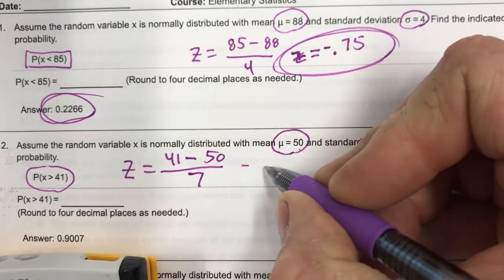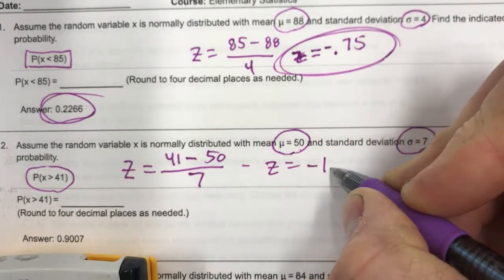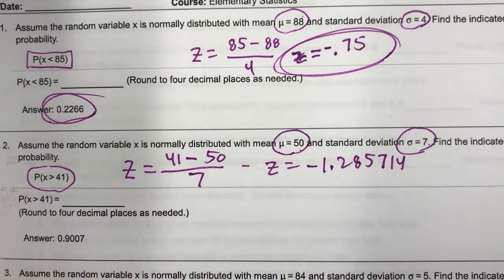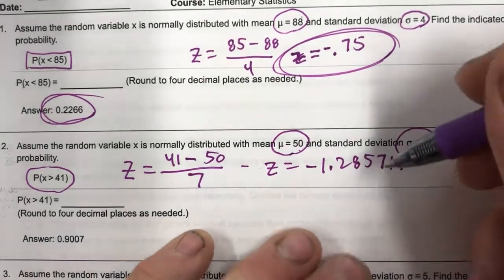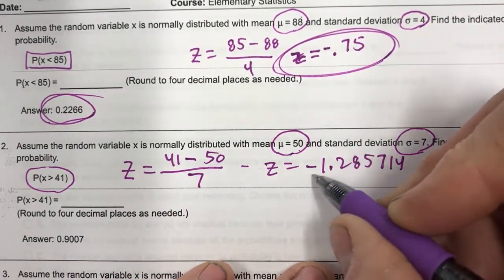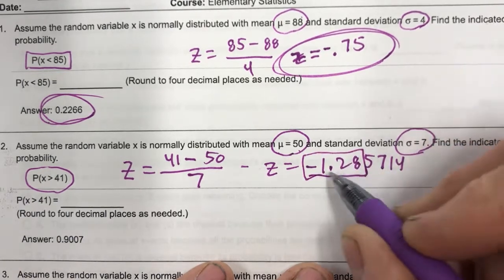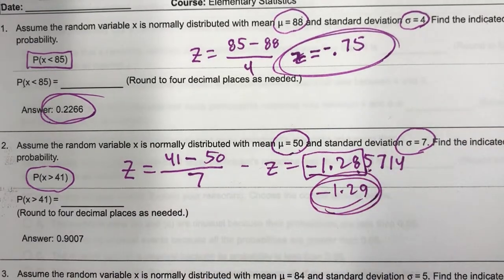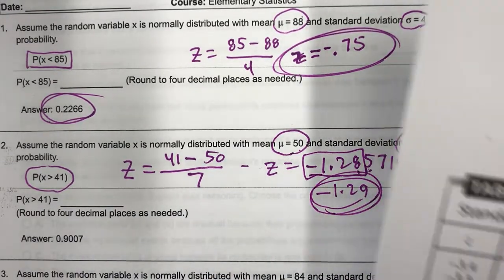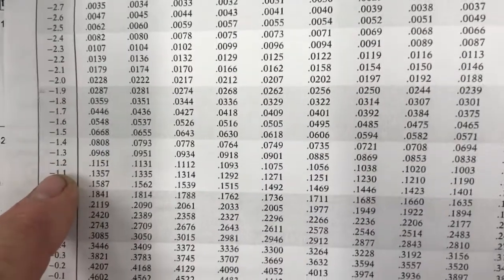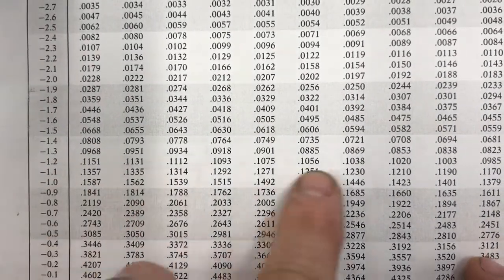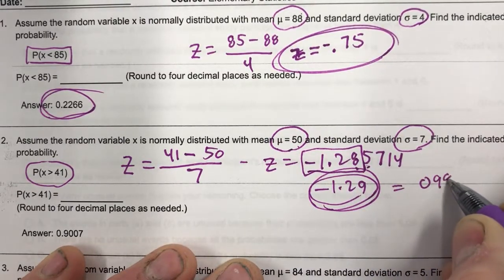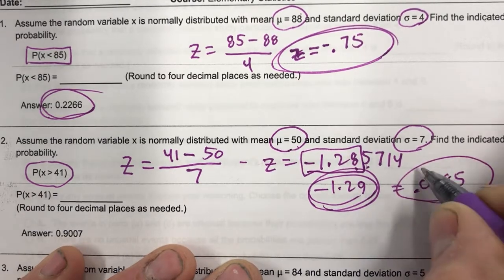All right, so my z-score is negative 1.285714, and so on. Okay. All right, we only have 2 digits from the table, so I've got these two. The 5 will make that 8 go up to negative 1.29. So I look this up on the table. So negative 1.2 right here, and I go all the way over here to 9, which is 0.985. So this probability is 0.985. There's my probability for that.